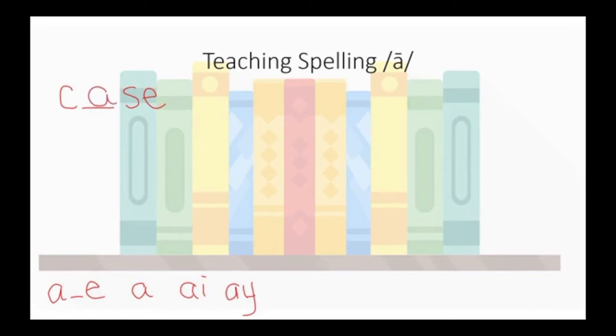In a word like baby, we have the A sound at the end of a syllable. So we have baby. In this case, we're just going to be adding the open syllable A. The next word is chain.